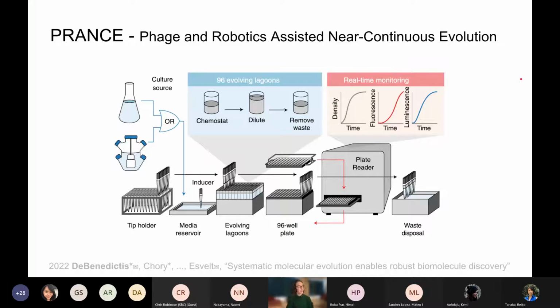So altogether, I created this system that's called PRANCE, which stands for Phage and Robotics Assisted Near Continuous Evolution. And it allows us to perform this really rapid type of virus-assisted evolution in very high throughput with many independent experiments, and to also monitor those experiments in real time as they go along.